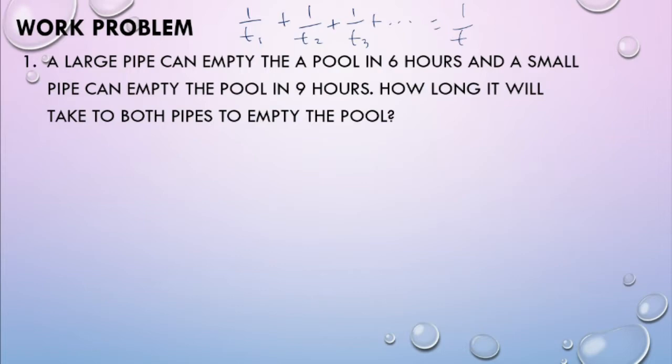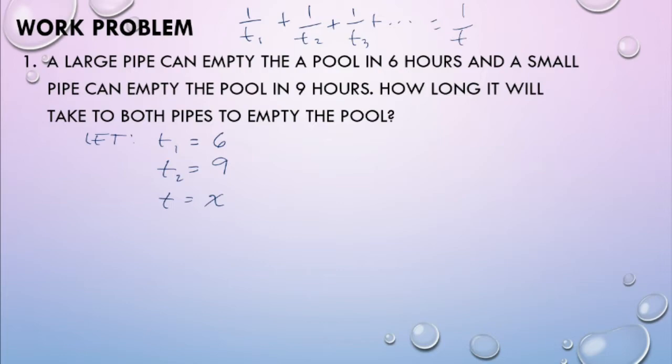together. Okay? So number 1, a large pipe can empty the pool in 6 hours and a small pipe can empty the pool in 9 hours. How long will it take for both pipes to empty the pool? So we can let T sub 1 is equal to 6. That is the number of hours for the large pipe to empty the pool. T sub 2 is equal to 9. That is the number of hours for the small pipe to empty the pool. Then T, this is the unknown, so this is x.